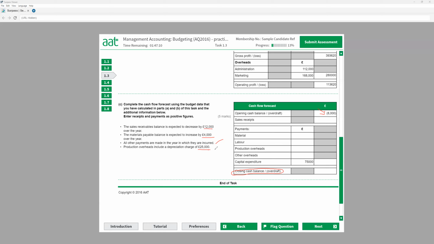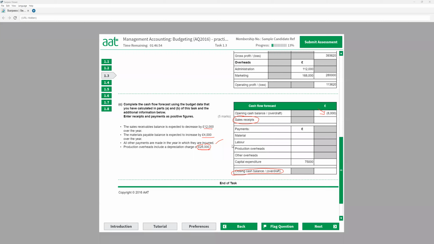Okay, so if there's a depreciation included in the production overhead, that means you have to take it out. All right, so let's have a look. How can we do that? The first thing is to look at how much we receipt. So sales receipt, from the sales, how much we receipt.